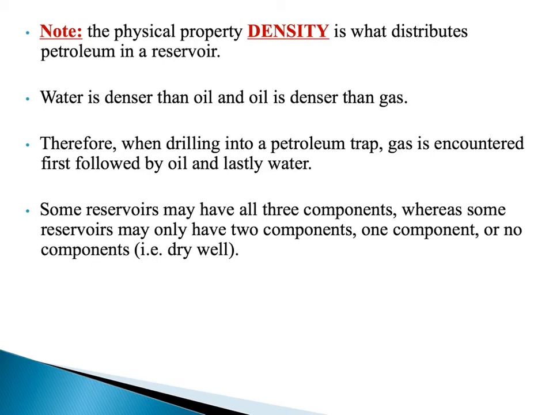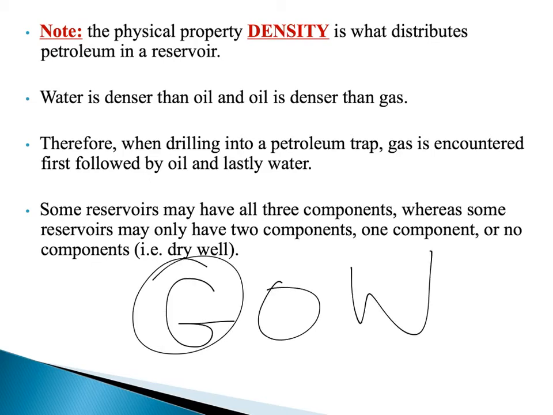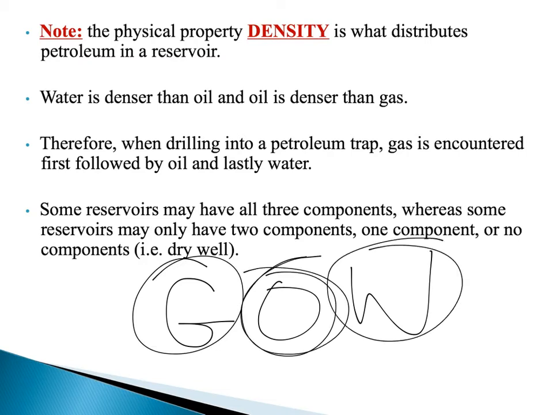I would like to mention that we always think of it as GOW, gas over oil, oil over water, due to density. Water has a higher density than oil, and oil has a higher density than gas. Once the petroleum hits the spongy reservoir and goes into the trap, it doesn't mix, it separates out based on density in the trap. That's always very important when you're drilling, to consider what you're going to hit first.